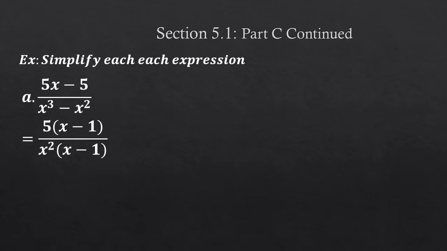So if you take out a 5 from the numerator, factor out a 5, if you will, you're left with x minus 1. If you take out x squared in the denominator, you're left also with x minus 1, which if you notice, the x minus 1 cancel out, leaving you with a result of 5 over x squared.